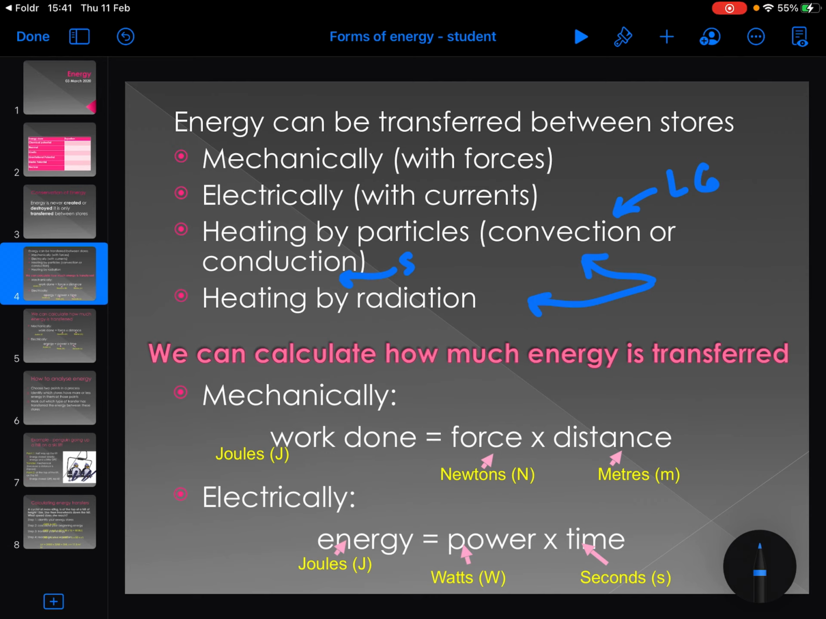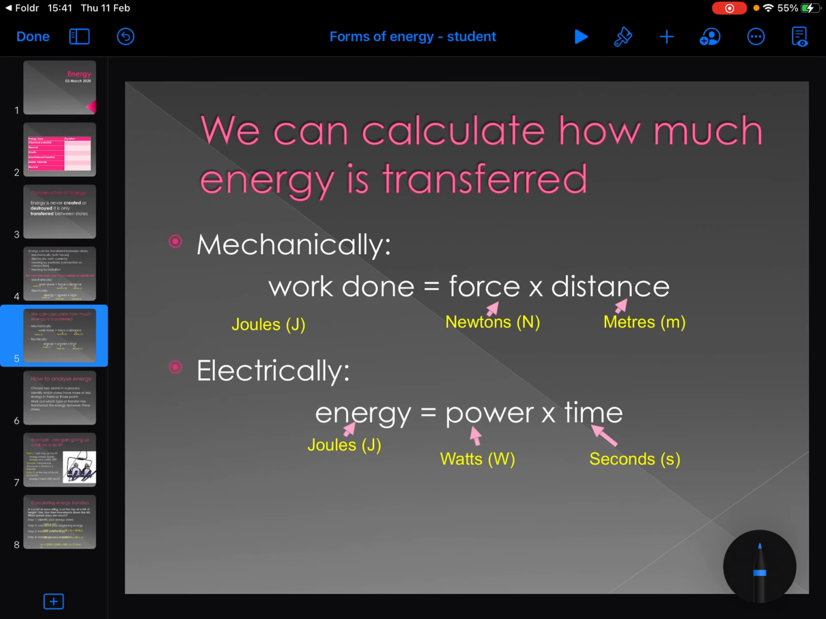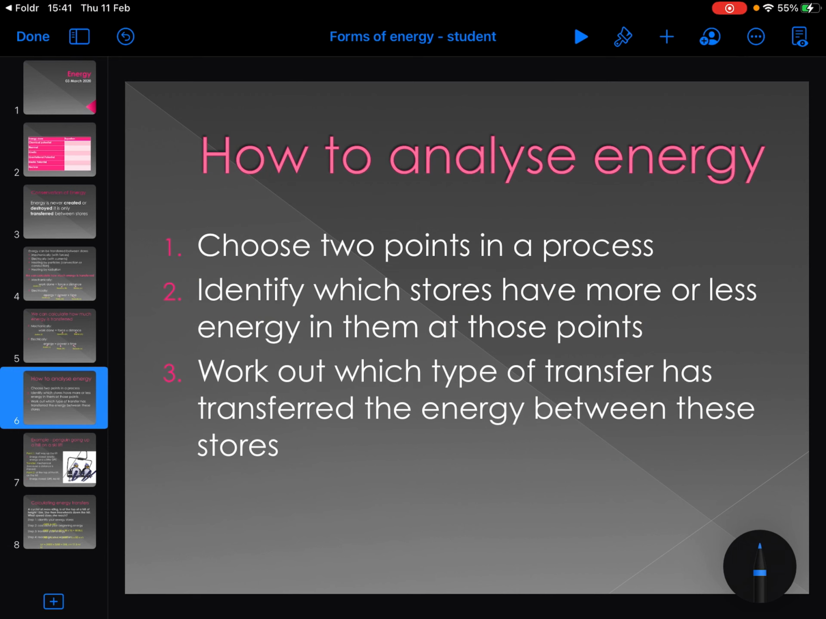Now there are 2 equations that you need to know. If energy is being transferred mechanically, you use the work done equation. Remember, work done is force times distance. Electrically, energy transferred, or work done doesn't really matter, it's power times time. Well, it's the same one again. There you go.